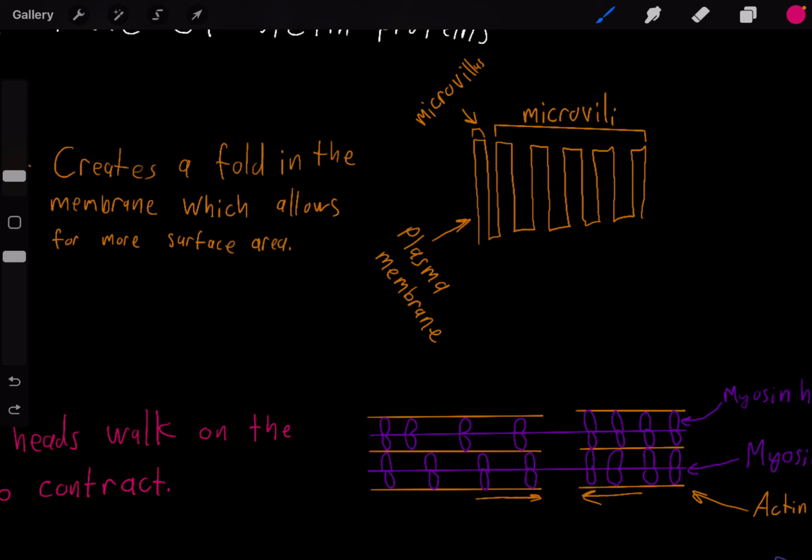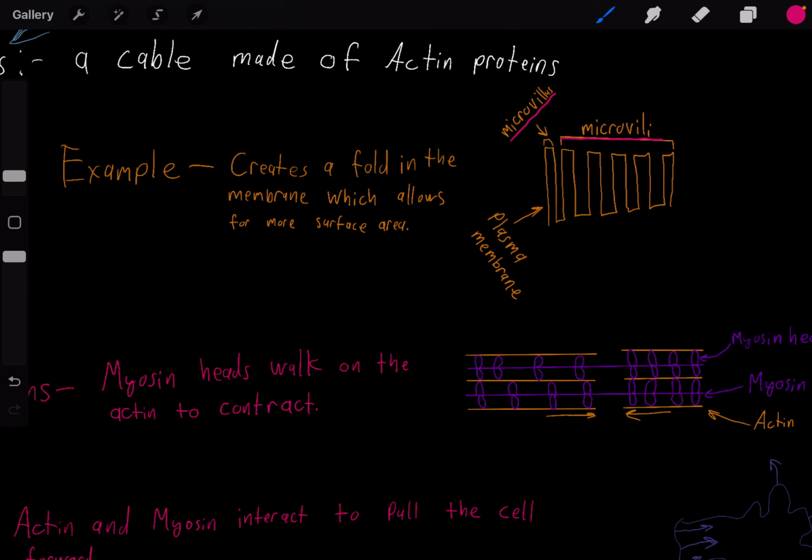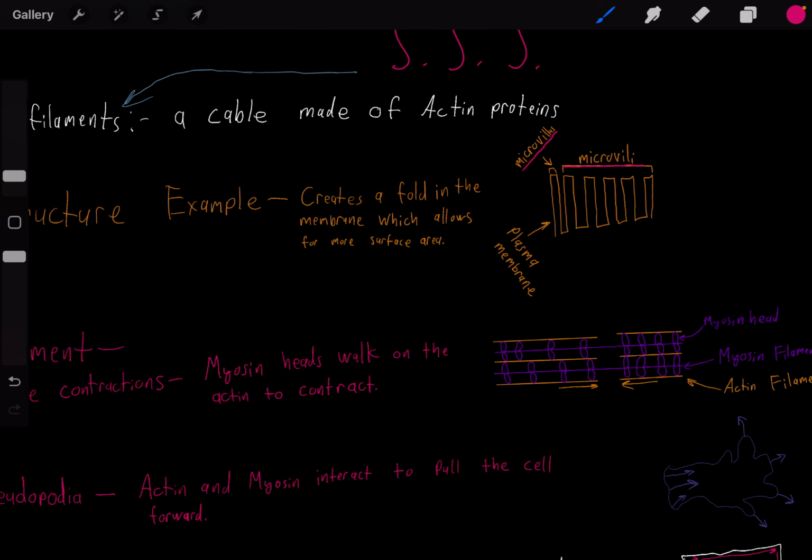One folding is called a microvillus. So one fold will be a microvillus, and multiple folds will be microvilli. That's in the intestine cells that help collect the resources from food. So that is really important to us.